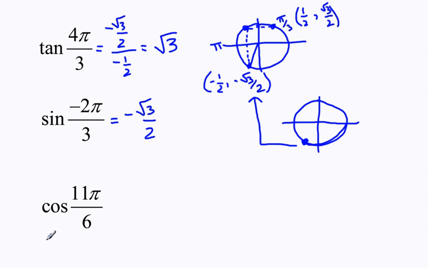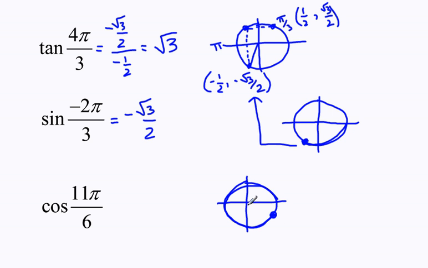All right, let's try cosine of 11π/6. 11π/6, boy, that's really close to 12π/6, and 12π/6 is 2π. So that's going to be almost all the way around. Or I can think of it as a mixed fraction, 1 and 5/6 π. So I do 1π and then 5/6, and I end up right here.